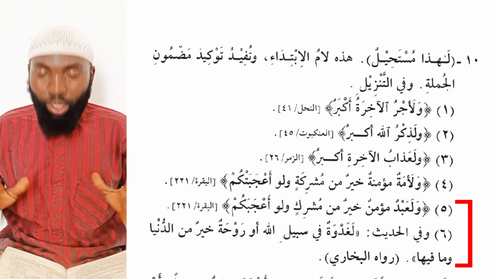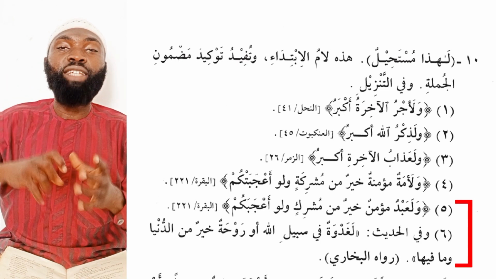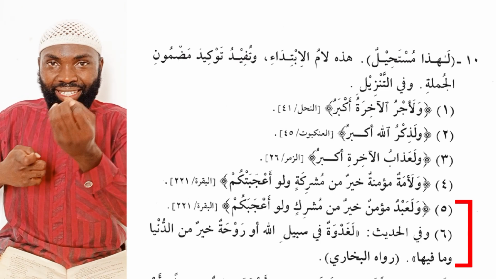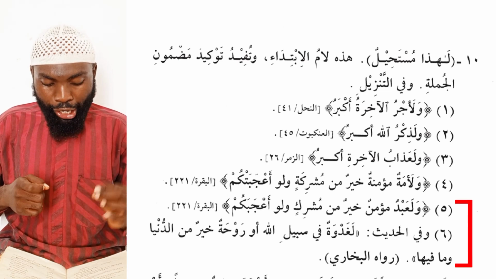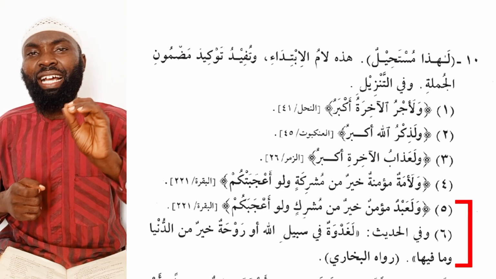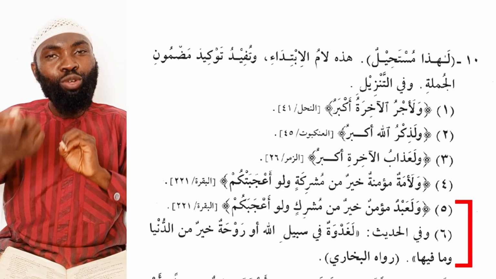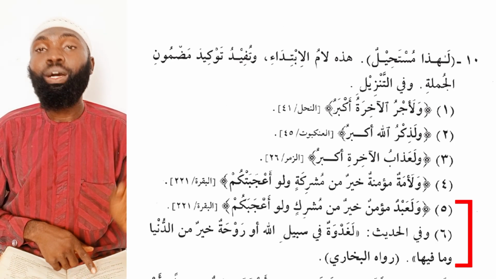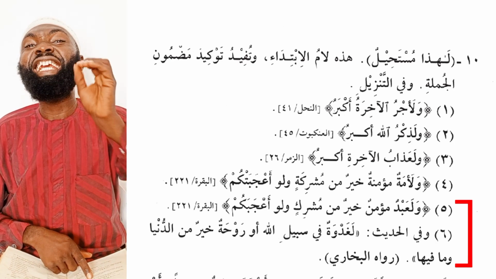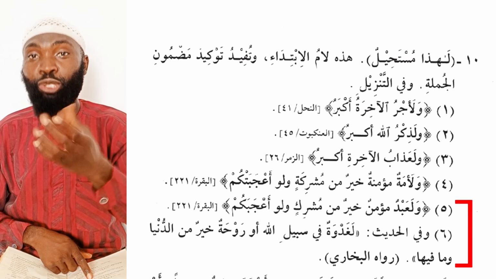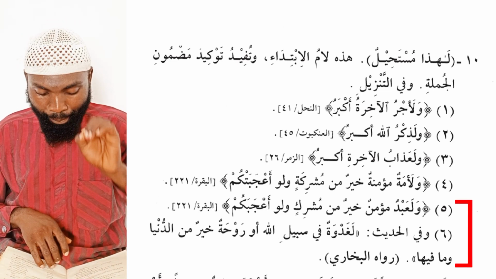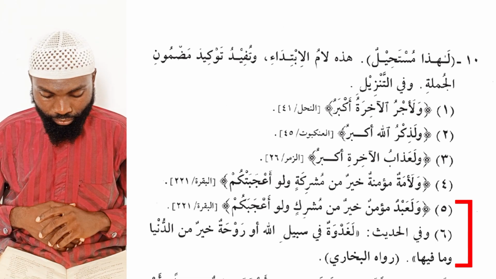Number 5, we have wala abdun mu'minun. This is for the ladies. And the believing man, the believing slave, khayrun min mushrikin, is better than the idolating what? Male, than the male who is an idolater. Walau a'jabakum, even though he impresses you. So you can see wala abdun, and indeed a believing male slave.